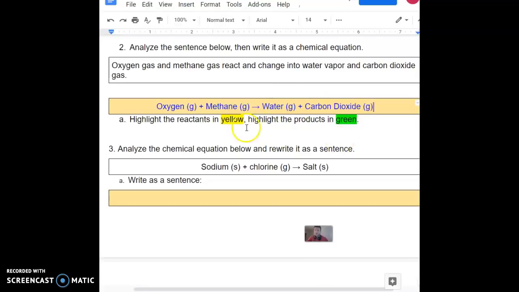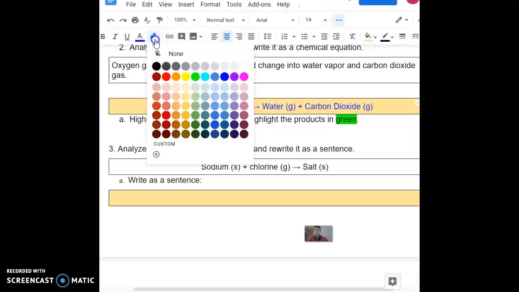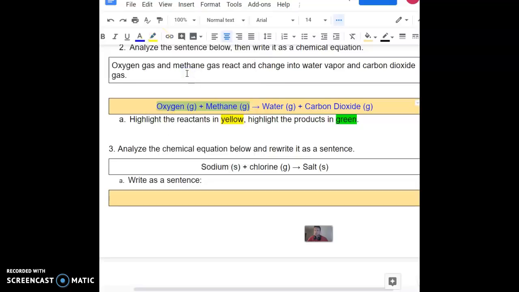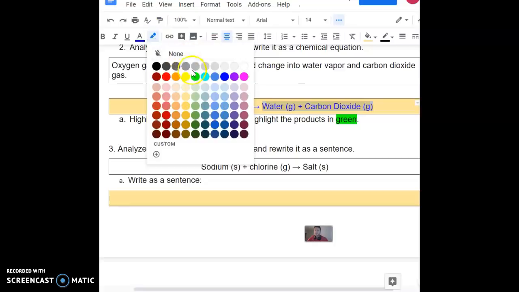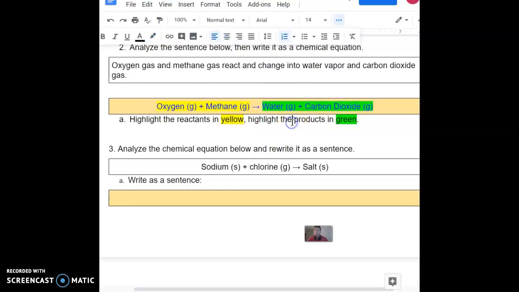Okay. Part A tells us to highlight the reactants in yellow and then highlight the products in green. So I'm going to highlight all of my reactants, so everything before the arrow, that's a reactant. And then I'm going to choose my highlight tool, and I'm going to change that to yellow. And then after the arrow, I'm going to highlight water vapor and carbon dioxide gas. And it tells us to change the products to be highlighted in green. So I highlighted everything after the arrow.